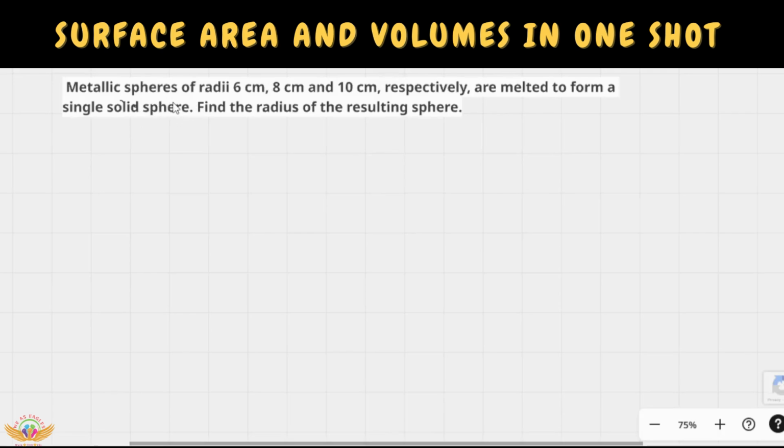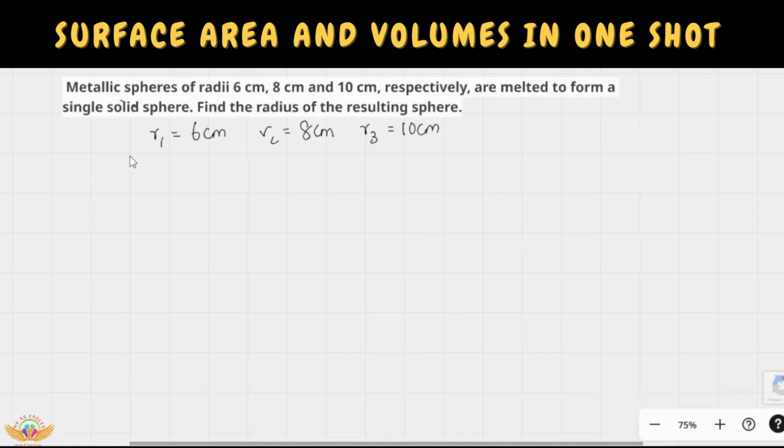Here there is no other different shape. The spheres are melted to make a big solid sphere. Okay. Now we have to find the radius of this big sphere. It is a direct question. They have given R1, the radius of the first sphere, as 6 centimeters, the radius of the second one as 8 centimeters, and the radius of the third one as 10 centimeters. Okay, and they are melted.